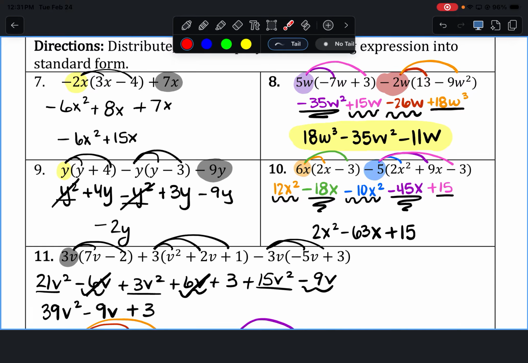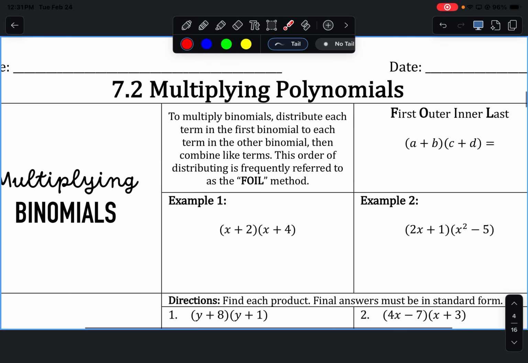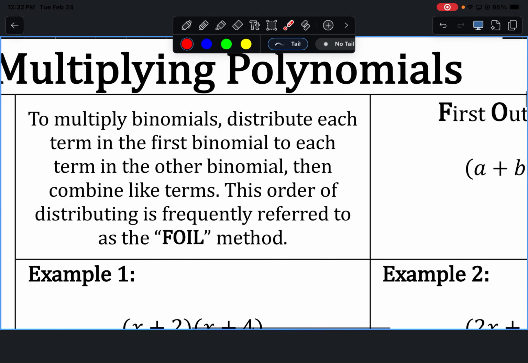Got it? Okay. So when we look at multiplying binomials, whenever you multiply a binomial, you are distributing not just one term into the other binomial, but you are distributing both things in the binomial into it. And then you combine like terms, write in standard form just like normal. The order of this distributing is frequently referred to as the FOIL method. The reason it's called the FOIL method is because it tells you first, outside, inside, last. And I'll show you what that means.